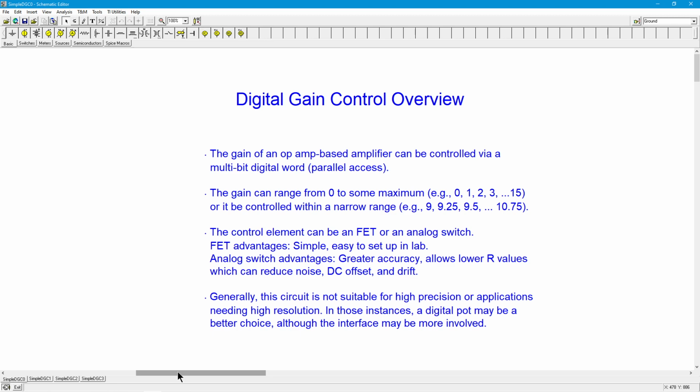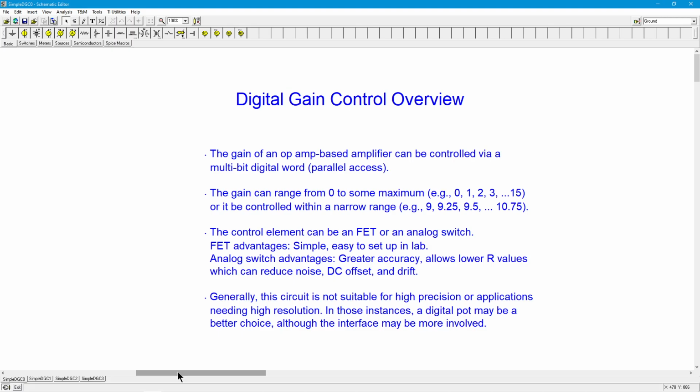And those disadvantages can be mitigated by using an analog switch. Essentially, the analog switch will allow you much greater accuracy. And it will allow you to use lower resistor values in your amplifier. And by doing that, you can reduce the noise in the amplifier. You can also reduce its DC offset and its drift. So those are all nice things. You can have a higher performance amplifier. I'll show you exactly where the insertions, the changes would be in the upcoming circuits.